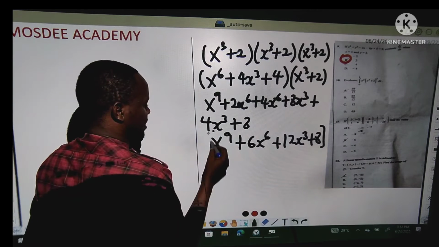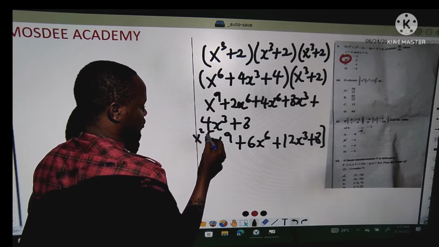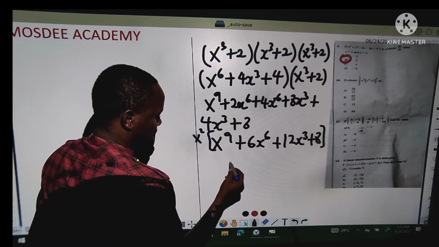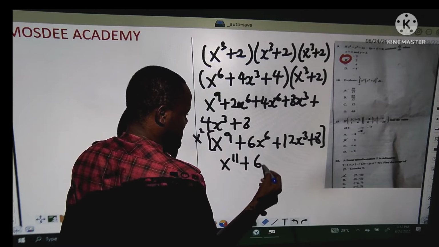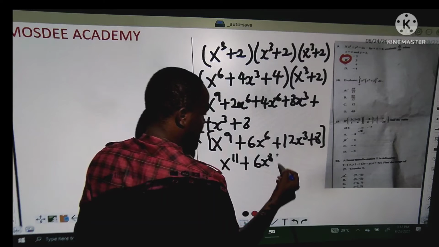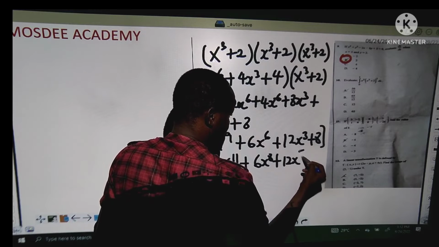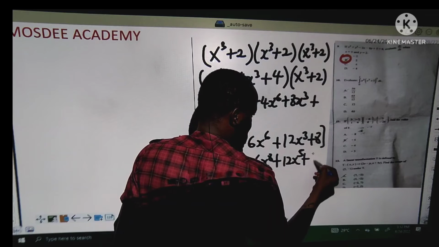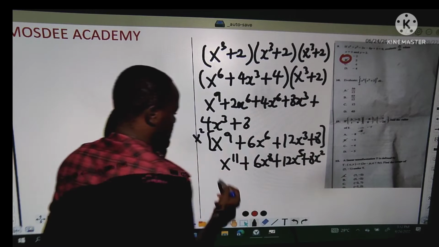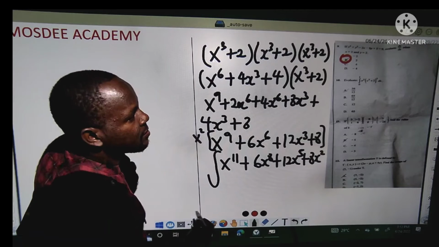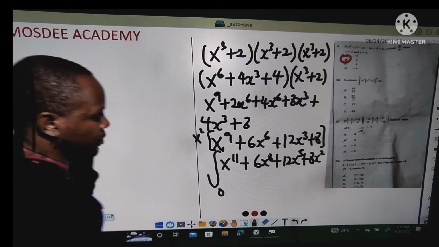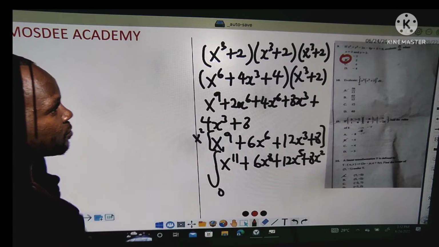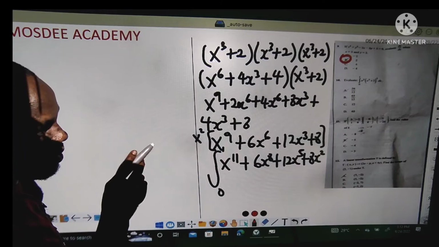You can see how I said it is not easy to multiply things like this if you are not careful. As x^11, then you have plus 6x^8 plus 12x^5. I hope you know how to multiply this, plus 8x squared. This is what you are integrating from 0 to 1, which you can do now because it's now linear. You can see time will not be enough. I told you because of this. But if I'm to use my own shortcut, it will be what?